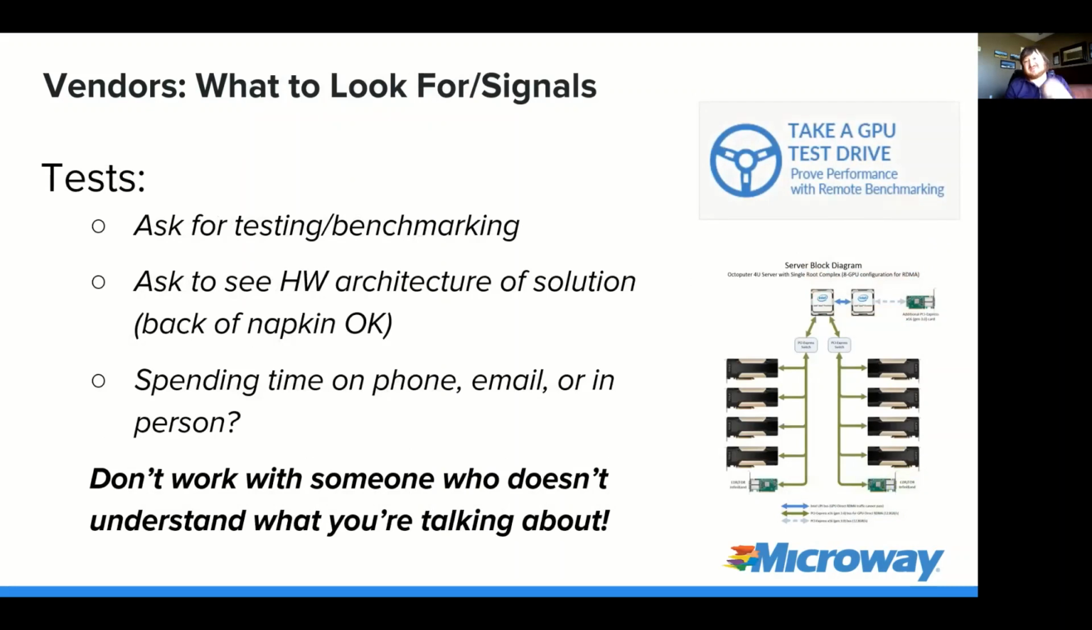So you can test the vendor's appropriateness for you, their commitment, even their technical depth, right? Do a few things with them. Ask for testing and benchmarking resources. See how they respond. If they respond affirmatively or try to do this for you, you know you're working with someone who may be good. Test the vendor by asking to see the hardware architecture that they've recommended, and have them diagram it out, for example, or whiteboard it out. Even back of the napkin would be okay.